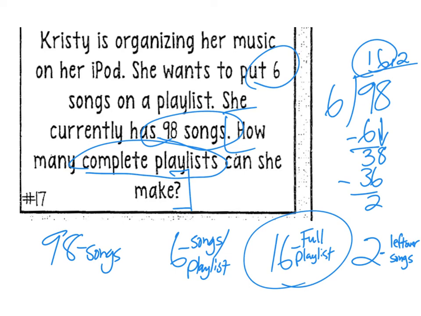Now, you can always pretend, well, maybe they ask how many songs are left over. Well, then, of course, yes, 2 would be your answer. But in this case, they didn't want that. You have to go and, again, really think, what do they want? How many complete playlists can she make? Well, she can only make 16.